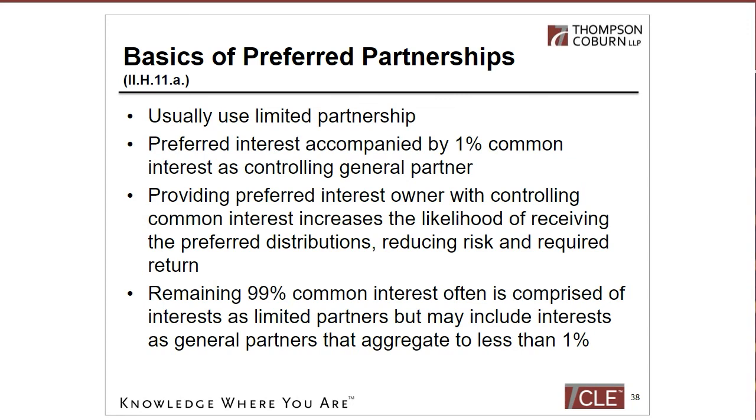Now, the remaining 99% interest tends to be interest as limited partners. It could include general partners as well. Maybe it would be non-controlling general partners.